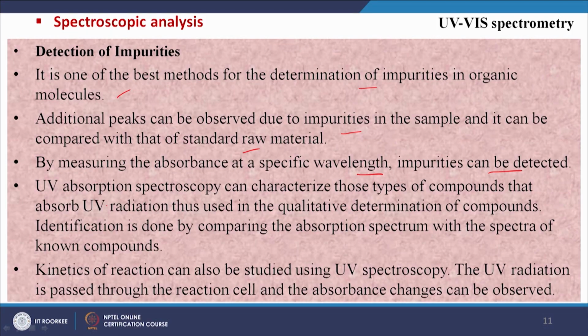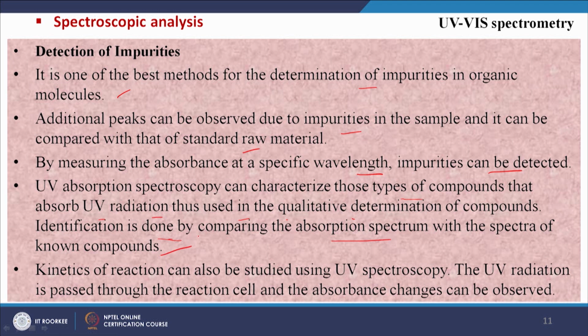So, if we see major light intensity we are getting for a particular wavelength, but minor absorptions in other wavelengths, that minor absorption is basically because of the impurities. And UV absorption spectroscopy can characterize those types of compounds that absorb UV radiation, thus used in the quantitative determination of compounds. Identification is done by comparing the absorption spectrum with the spectra of known compounds.